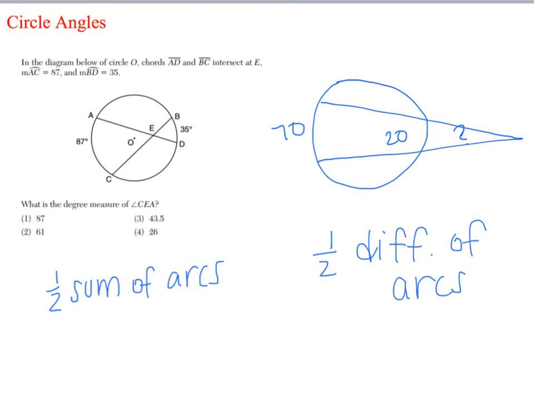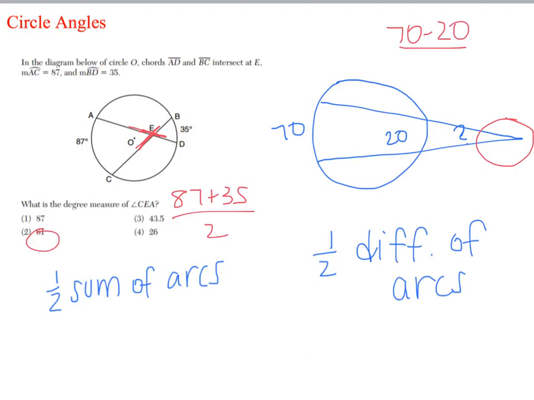Also on your pink sheet are rules about circle angles. The one on the left, you have 2 intersecting chords. And remember we said it looks like this plus sign shape in the middle? So the rule is half the sum of the arcs, so we would do 87 plus 35. Divide by 2, and you get choice 2 of 61. On the right, it's half the difference of the arcs when you're looking for the angle that's all the way over here. Subtract 70 and 20, divide by 2, and when you're done, you'll get 25.